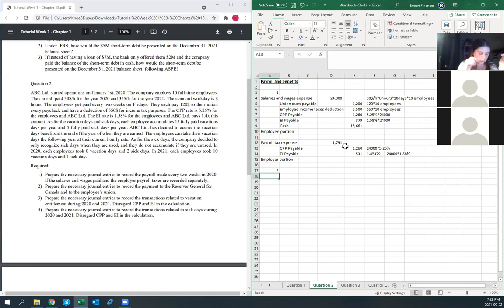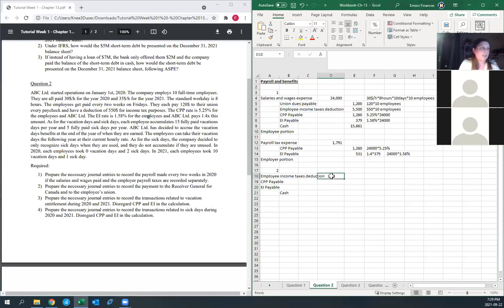So we're going to do that now. Since these are all liabilities right now, they're all payable, we're going to want to net them and pay them. So we're going to put down employee income taxes deduction, CPP payable, EI payable, and then you pay them by cash. So your credit is going to be to cash. Am I missing one? No.